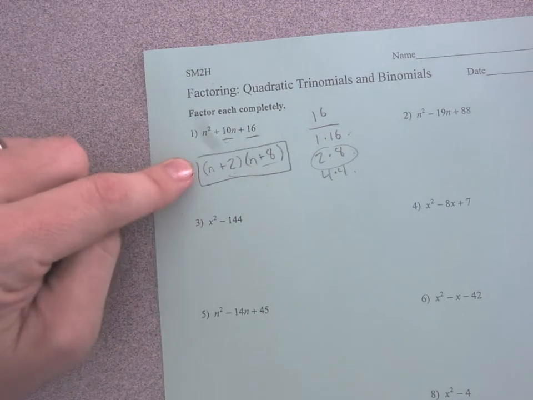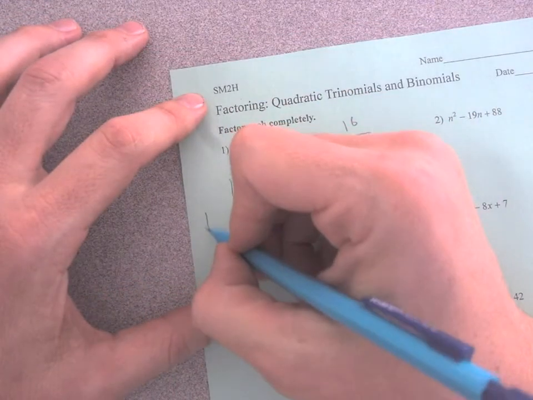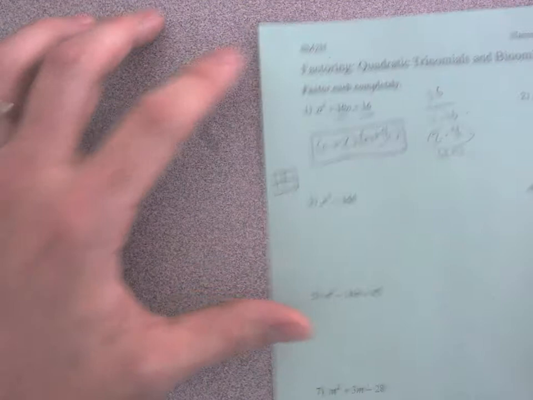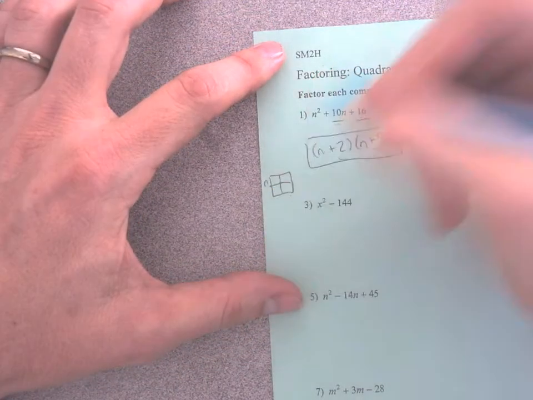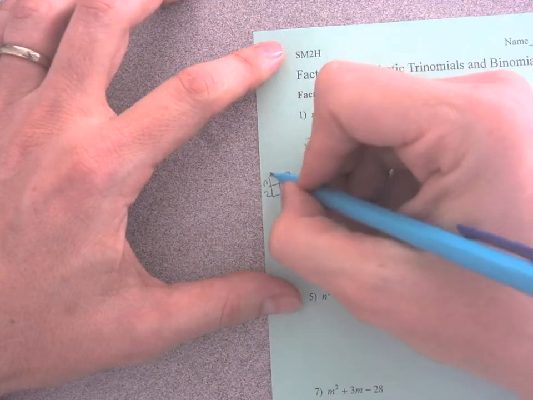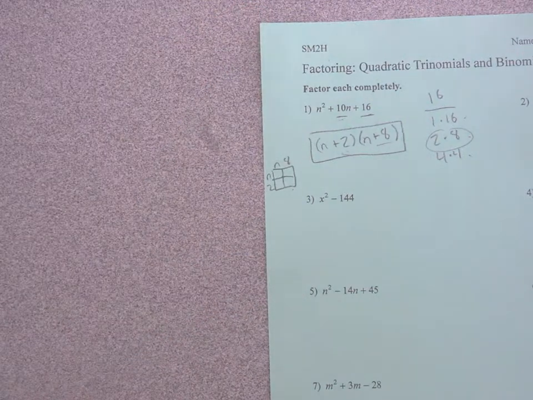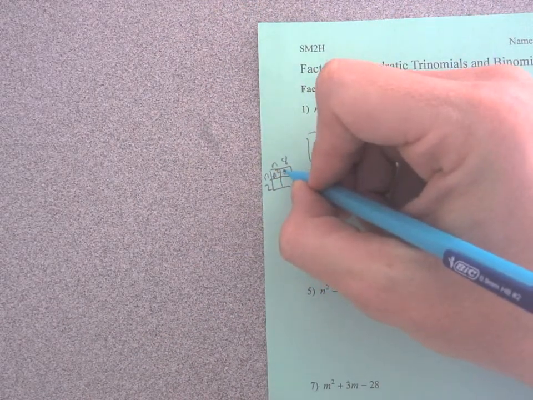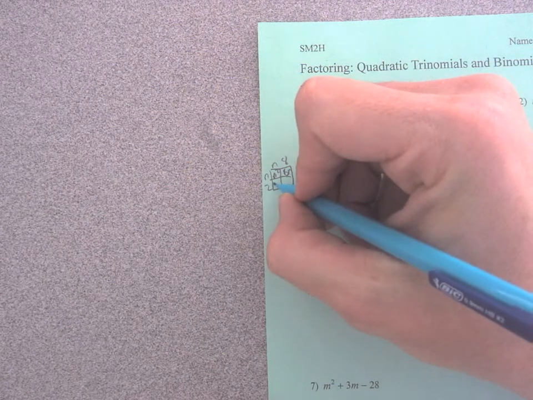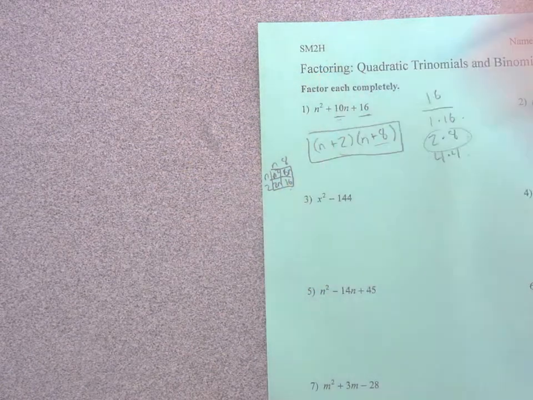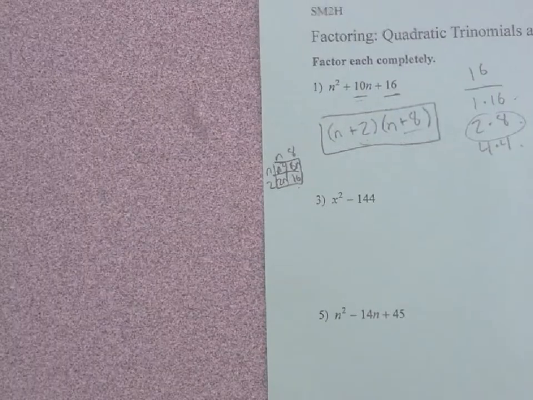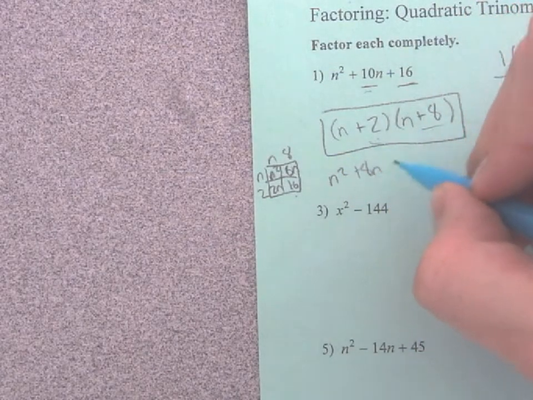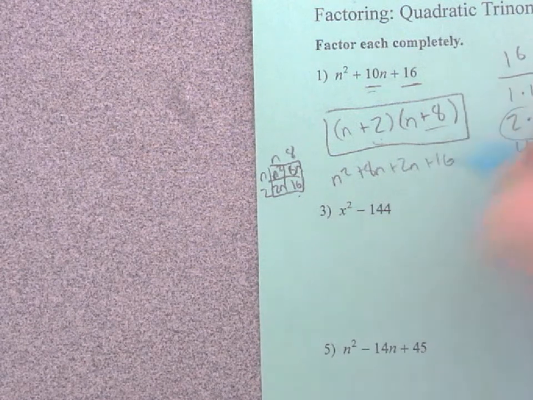So this is the answer, but as a check, we can use our box method or our FOIL method to make sure that we actually got the right thing. So off to the side, kind of small here, I'm just going to write my terms here and see what I get. So in the top left corner, n squared, top right, 8n, bottom left, 2n, and bottom right, 16. Sorry, that's kind of small. I'll write it bigger on the next one. But altogether, that was an n squared plus an 8n plus a 2n plus a 16.